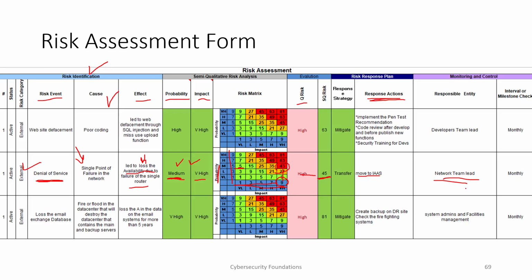From your perspective, you can assess the risk that could be related to ransomware. What could happen if ransomware happens? The probability could be low or medium. Impact could be very high. So this is a very high risk.